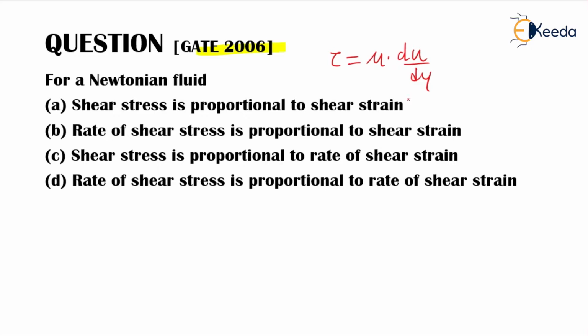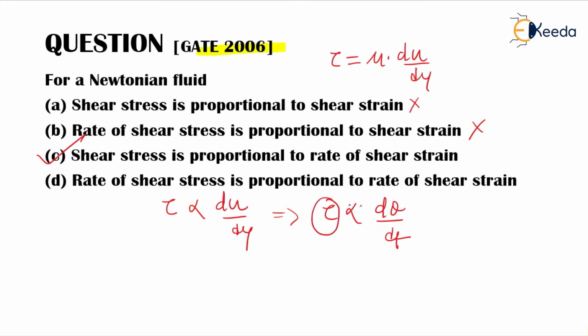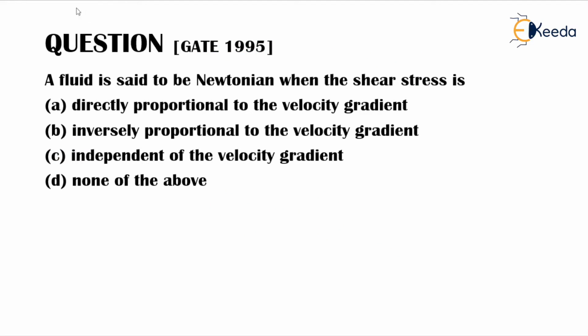No, this is not true. Is the rate of shear stress proportional to shear strain? This is also not true. Shear stress is proportional to rate of shear strain. This option is true because we know that tau is directly proportional to du over dy, which is tau directly proportional to d theta over dt. So this is shear stress and this is rate of shear strain. So we will go with option C. Option C is correct. Next problem.